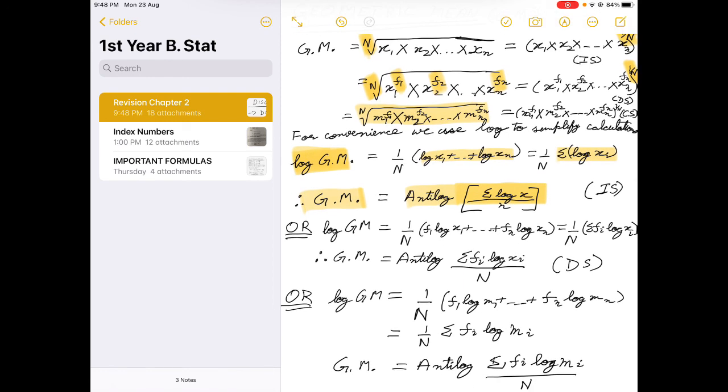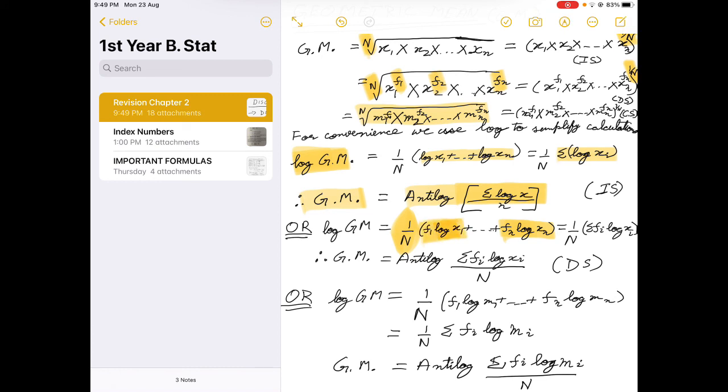Now, log of geometric mean for the discrete series is a bit different. Here, just like the previous individual series case, the rest is very similar. The only thing is each frequency is multiplied to the log x value. So f1 into log x1, f2 into log x2, and so on until fn into log xn. So this power again becomes a multiplication. Just like 1 by n was the power and it became a multiplication, x1 to the power f1 became a multiplication now, f1 into log of x1.